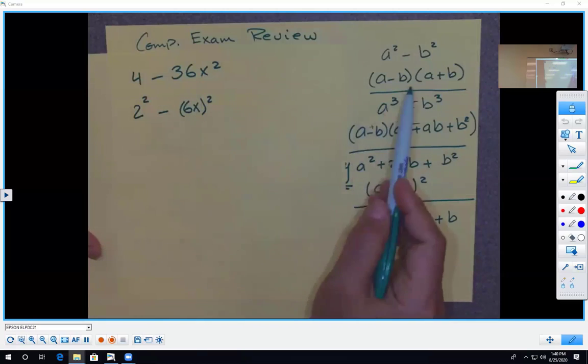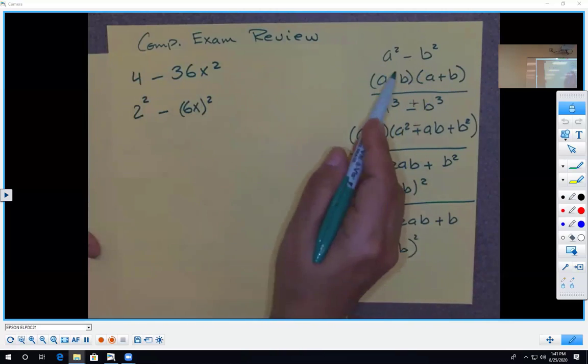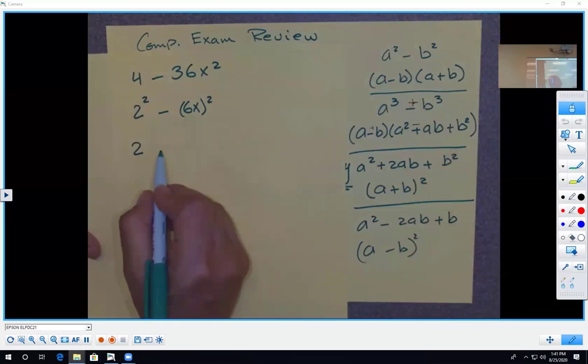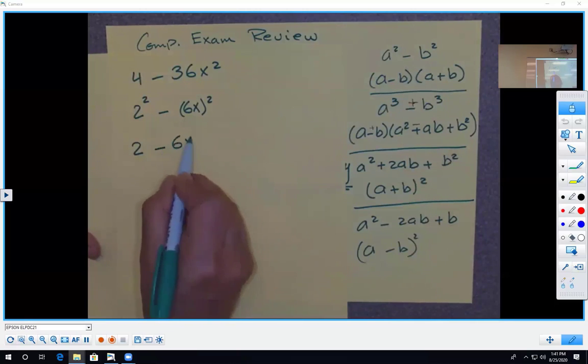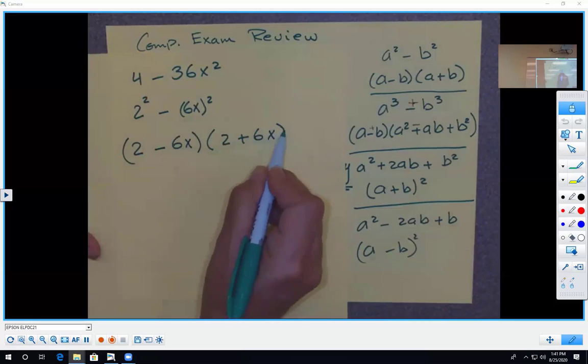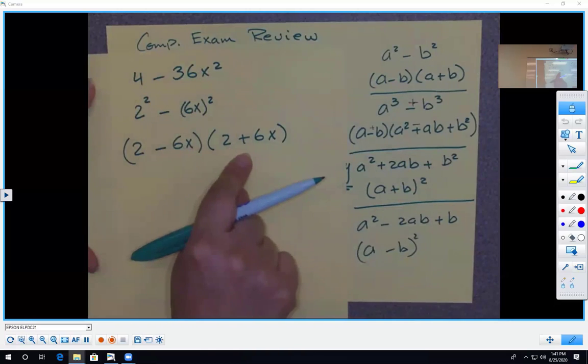And why did I do that? So I can match with my formula. So the a here is 2, the b is 6x. So 2 minus 6x times 2 plus 6x. I still have something in common inside the parentheses, which is what? 2. In each one of them, it's 2.